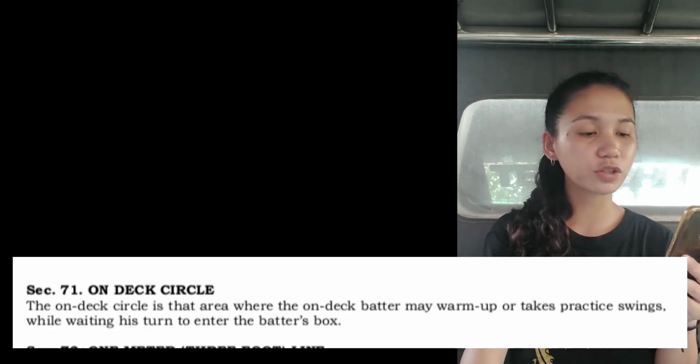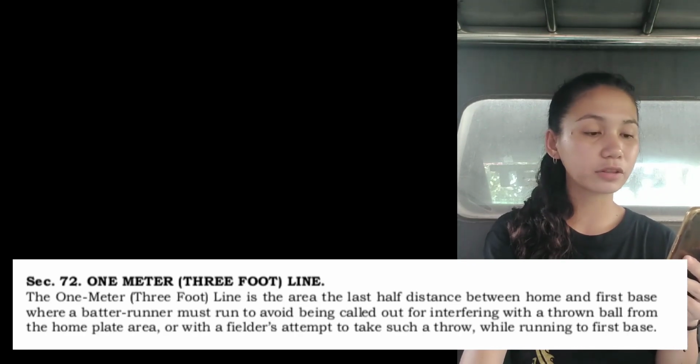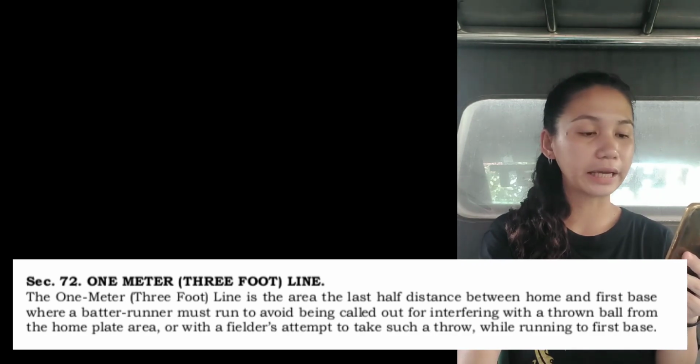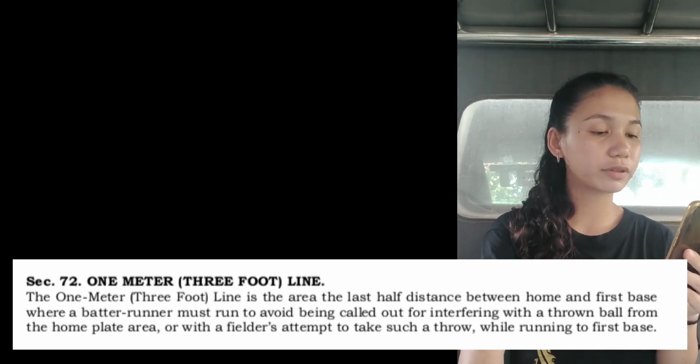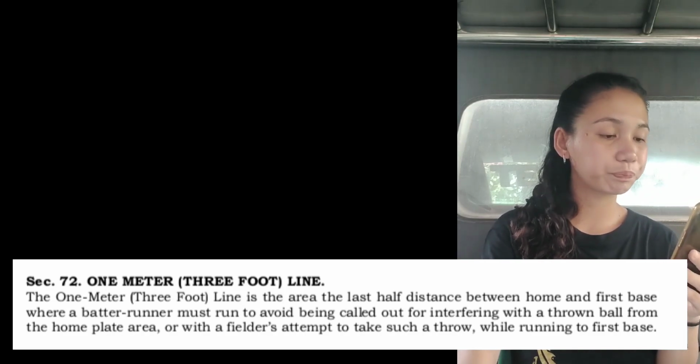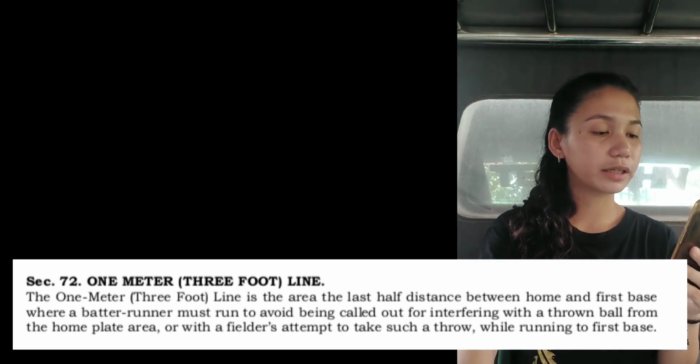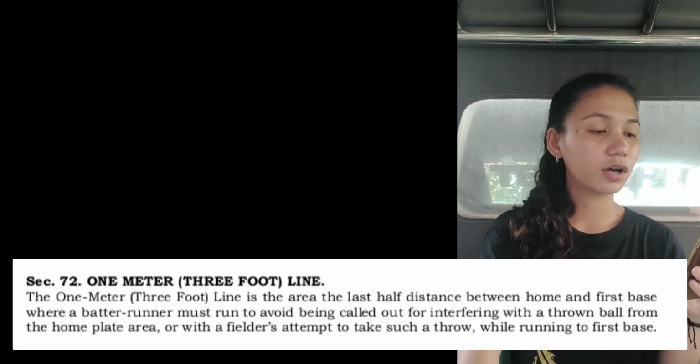Let's move on to section 72, 1 meter, 3-foot line. The 1 meter, 3-foot line is the area of the last distance between home and first base, where a runner must run to avoid being called out for interfering with the thrown ball from the home plate area, or with which fielders attempt to take such a throw while running to first base.